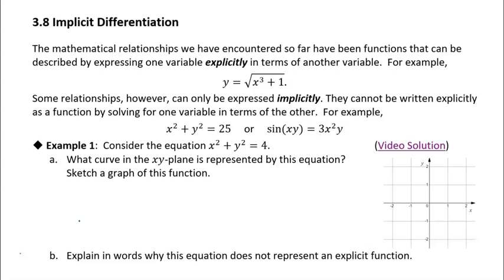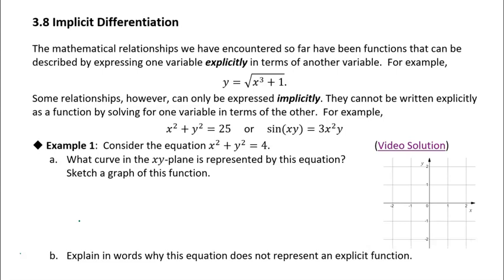But there are some relationships that can only be expressed implicitly. An implicit relationship is one where the dependent variable is not isolated on one side of the equation, right? So these would be implicit relationships down here: x squared plus y squared equals 25. We don't have y in terms of x. We've got an equation with x squared and y squared on one side and a constant on the other side. We don't have one variable solved in terms of the other variable. Or sine of xy equals 3x squared y. And some relationships can only be expressed implicitly, well, both of these really.